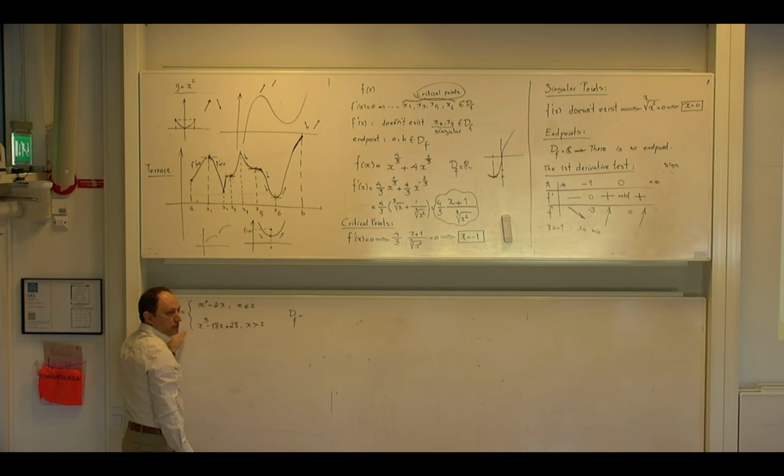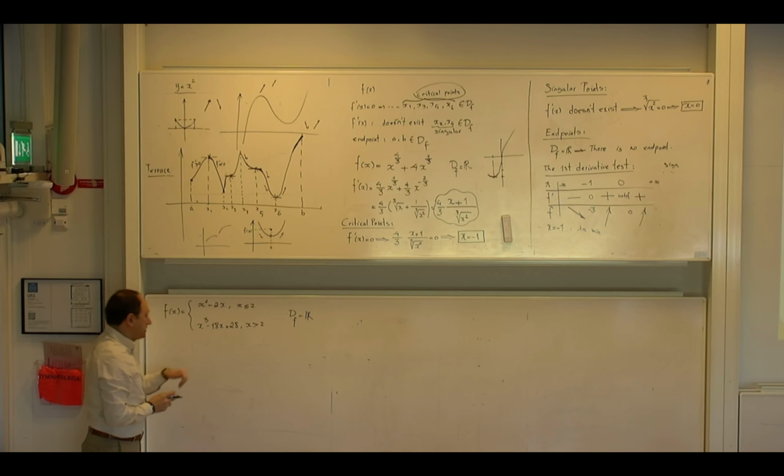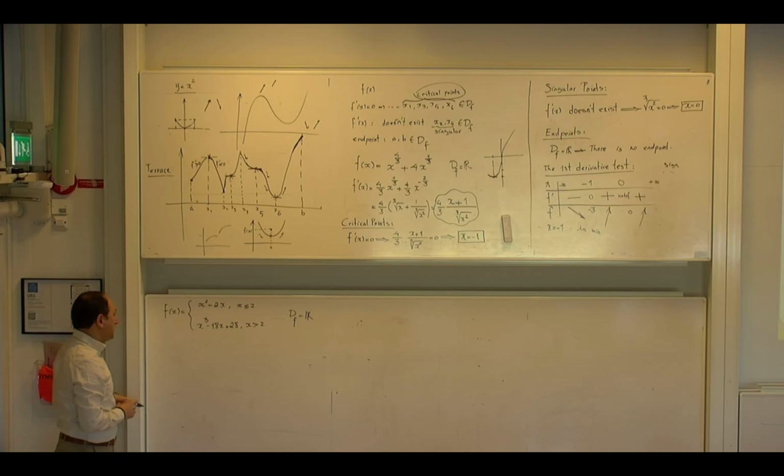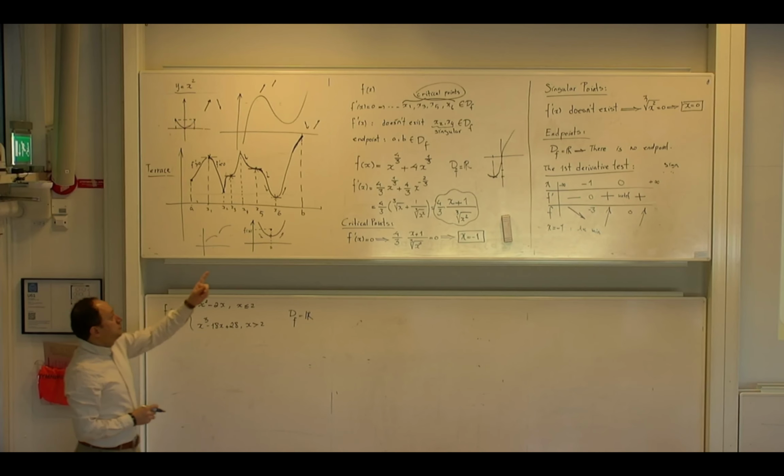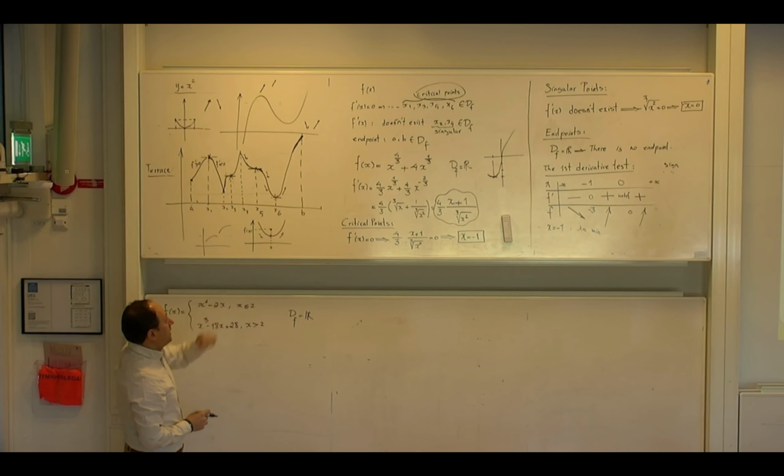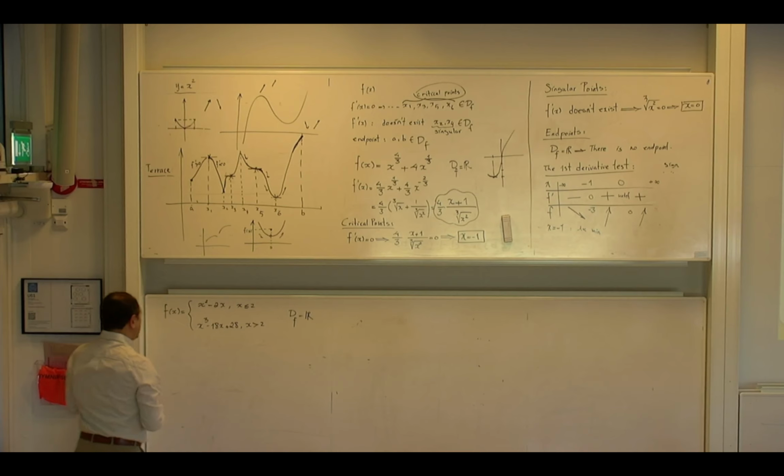The domain of the function f is R again, because it is defined in this way for numbers smaller than or equal to 2 and numbers greater than 2. So it's defined for every number, and there are, of course, no limitations in the way that the function is defined. Okay, now if you want to follow the algorithm, you have to calculate the derivative.